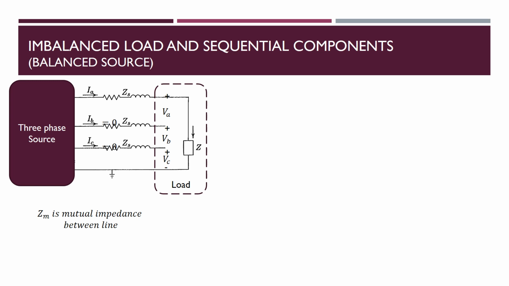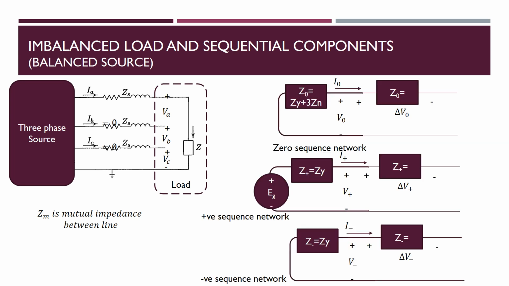Here Zm is the mutual impedance between lines, and Zs is the series impedance of the line. Since it's a 3-phase source, for the generator you can write the 0 sequence, positive sequence and negative sequence components. Similarly, you can write for the line the 0 sequence and the positive and negative sequence components. If you write in this way, we'll get this answer.